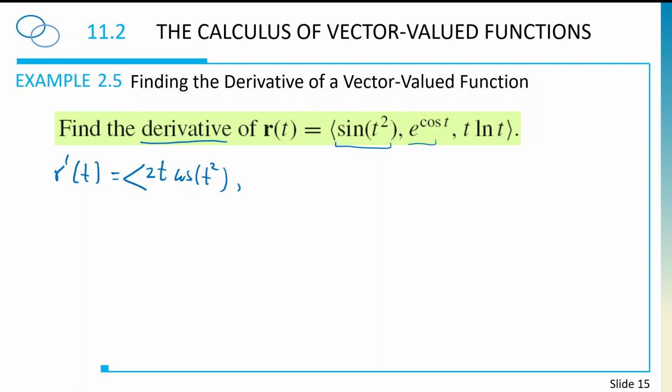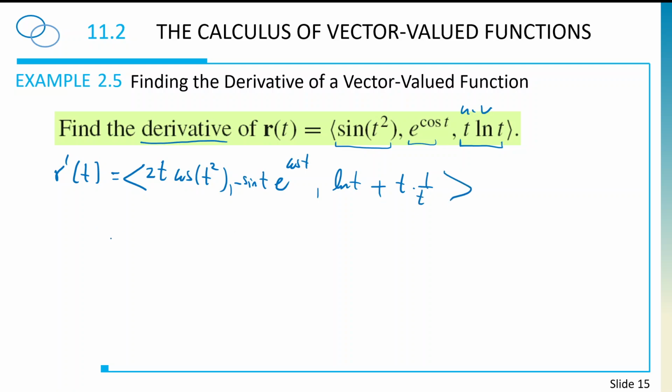Now I'll move to the second one, e to the power of cosine t, same idea. This is e to the power of cosine of t times the derivative of the exponent. This is a composite of functions, so you need to include the derivative of the power. So this is negative sine of t, e to the power of cosine t. And the last one looks like u times v, a product of two functions. So what should be the derivative? The derivative of the first, which is 1, times the second, which is ln t, plus the first times the derivative of the second, 1 over t.